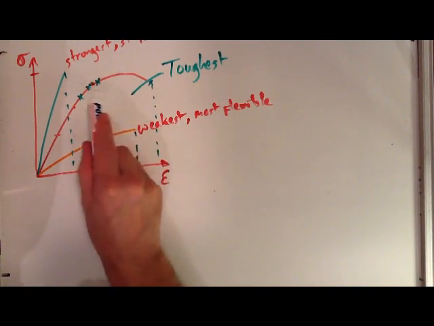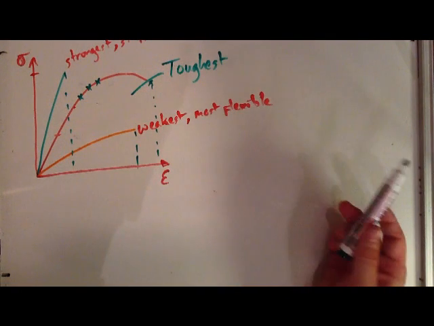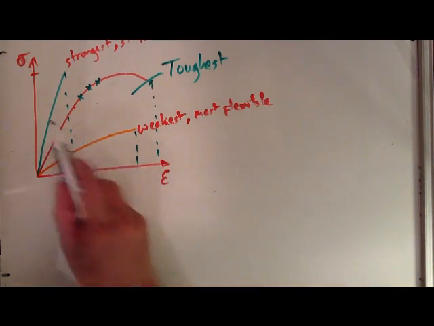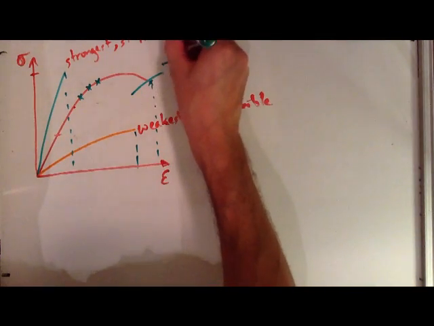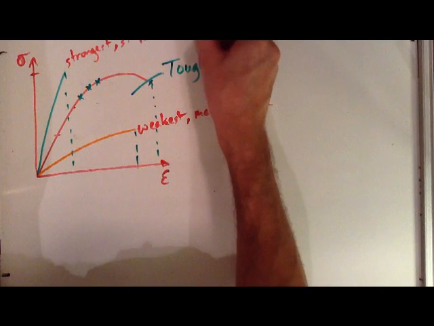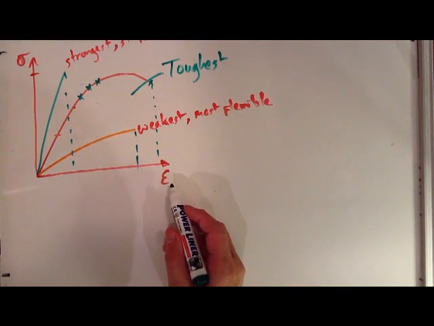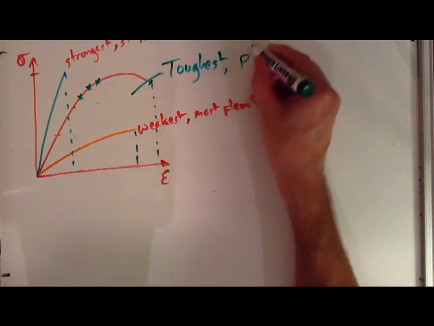What we tend to get here, this tells us how far to the right it goes. Usually the further to the right they go, the more plastic they are. They can't continue elastically for that long. This one here is not plastic at all, and it has little extension, little strain, which makes it quite brittle. So this one's tough and plastic.